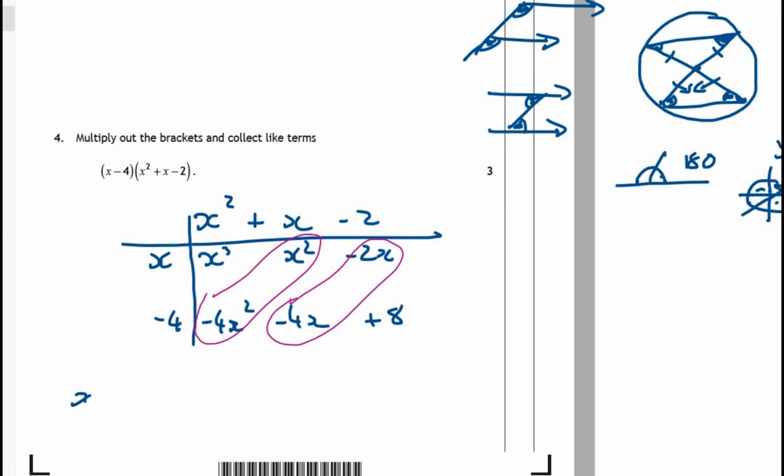So that's obviously going to give me x cubed at one end and 8 at the other end, because there's nothing for these two. And then the two terms in the middle, minus 4x squared plus 1x squared, so that's minus 3x squared. And then minus 4x minus 2x is going to give us minus 6x. Okay, let's check the marking scheme.